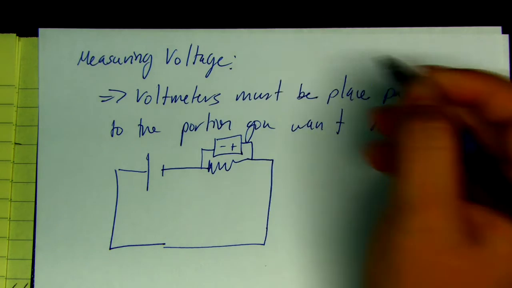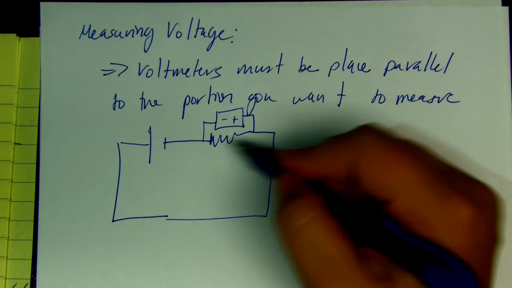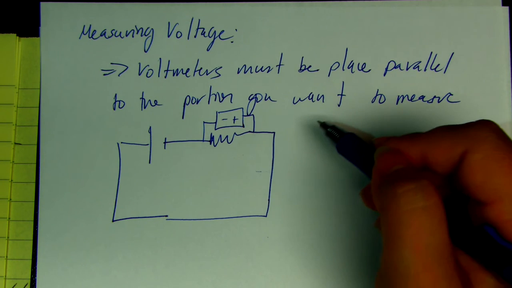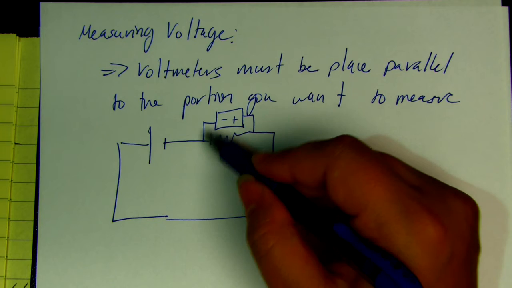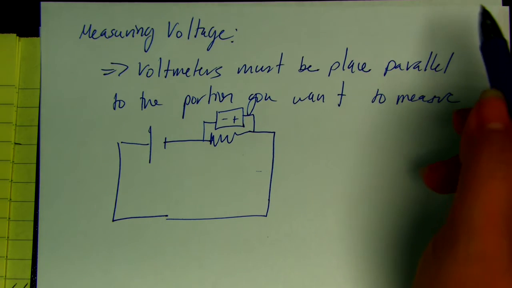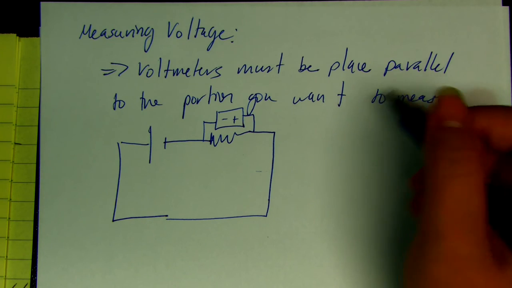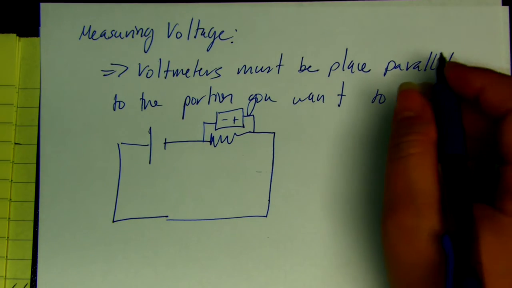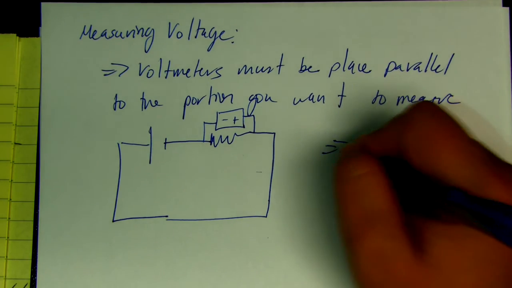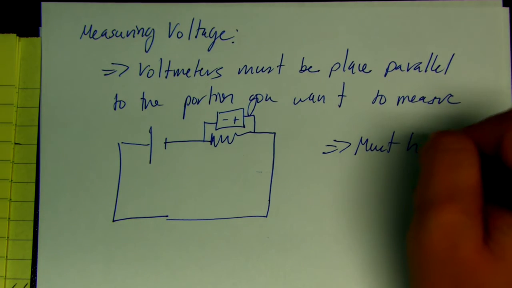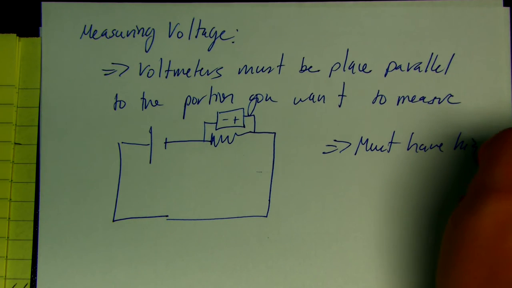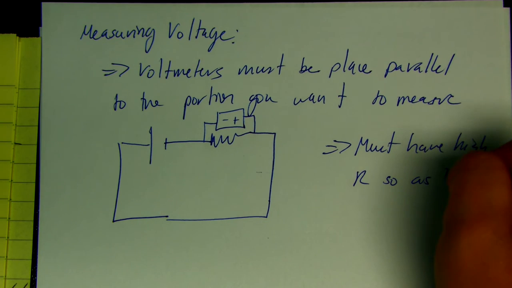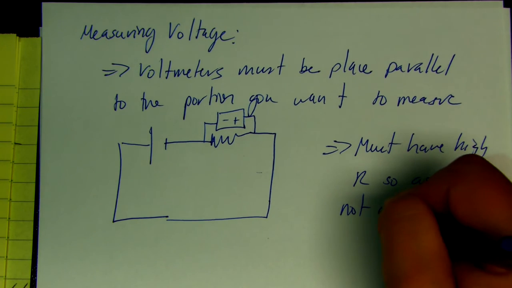Now, you need that current to stay the same as it's going across that resistor, because if some of that current branches off into the voltmeter, it's going to impact delta V, because delta V is equal to IR. You need that current. So they must have high resistance so as to not redirect current.